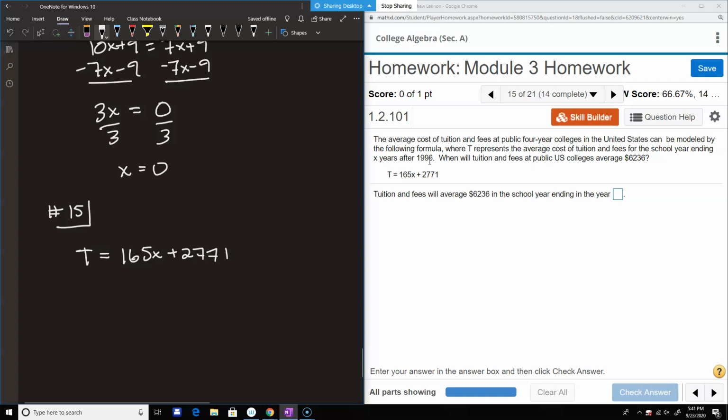X is years after 1996. T is the tuition. So they're asking, when will the tuition be 6,236 per year? So that's a t value they're giving you. So you would plug that into t, and then what you'd want to do is solve for x. So we get 6,236 is equal to 165x plus 2,771. So to solve for x, we just need to get the regular numbers on the left.